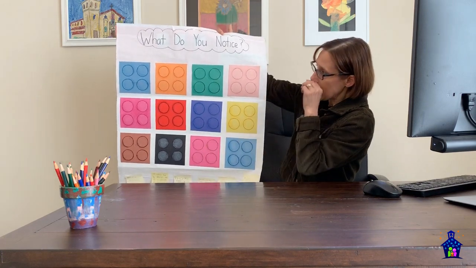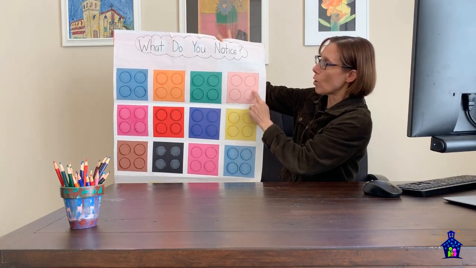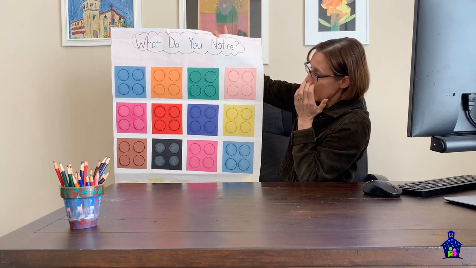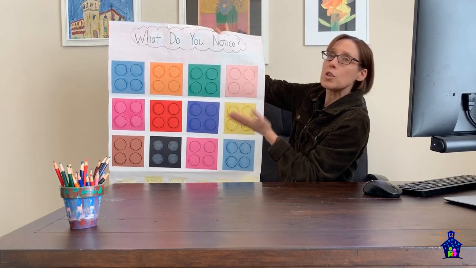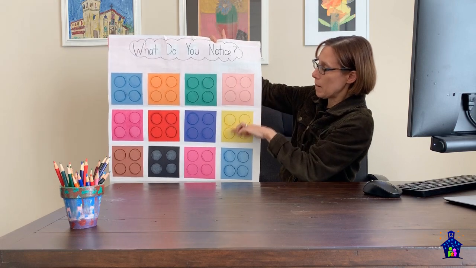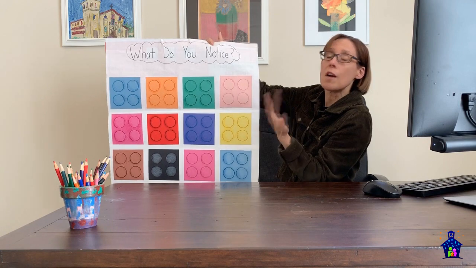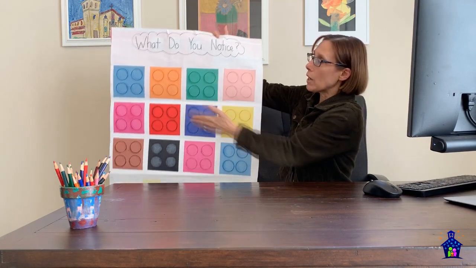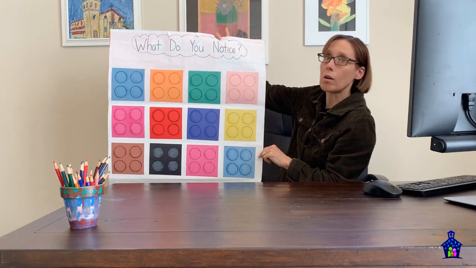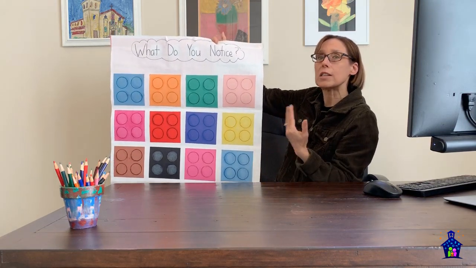A kindergartner might say, oh, I see circles, I see squares, I see 4 circles in every square. A 2nd or 3rd grader might be doing repeated addition, so they're noticing, or counting, maybe skip counting by 2s, or maybe even 4s. A 4th and 5th grader might be working on their multiplication facts, so they're going to figure out how many circles there are all together, or how many squares there are all together, and so forth.